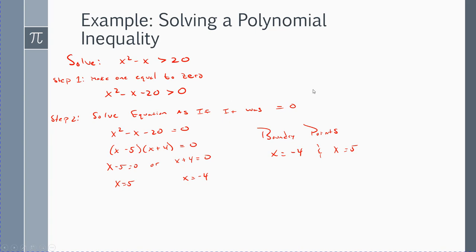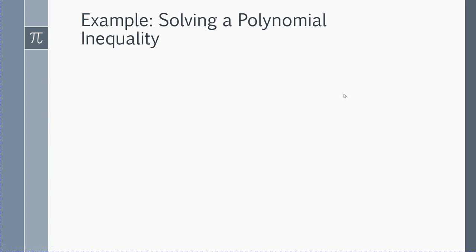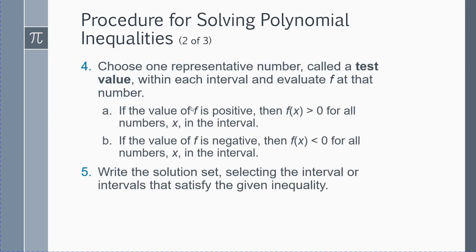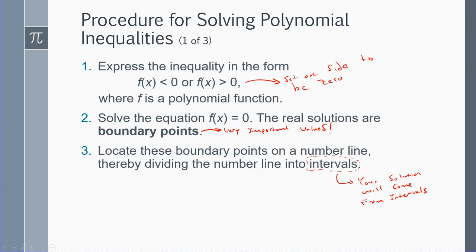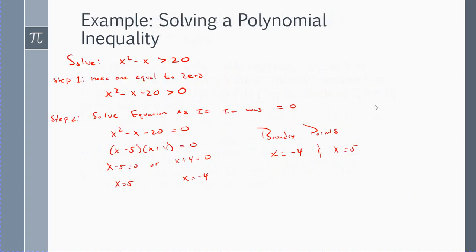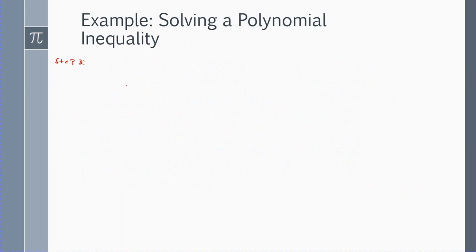What you're going to do next, in step 3, is carve up a number line into intervals. You're going to locate the boundary points on that number line, thereby dividing the number line into intervals. So you're going to have this number line with boundary points.